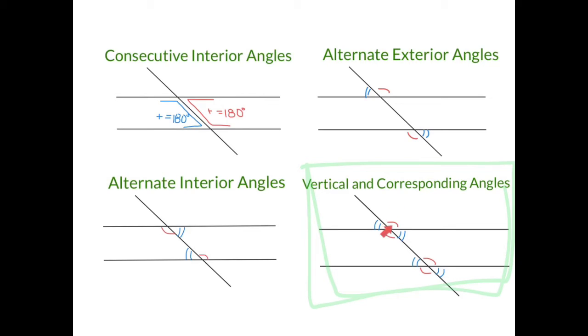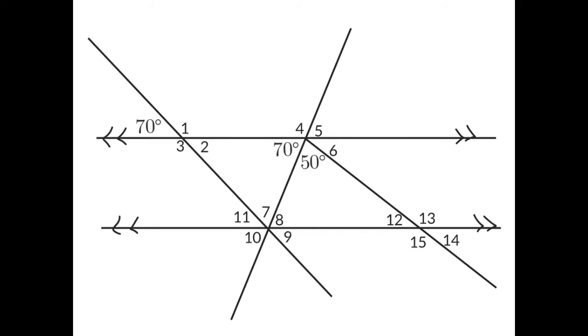Yes, vertical and corresponding is in here, but just like in the last slide where I was showing you, this double blue matches with this double blue by alternate exterior, red to red by alternate exterior. This is it, and this is going to be what we're going to be using so much of when we get to problems like in the next example. All right, here we go. We got a lot going on here.